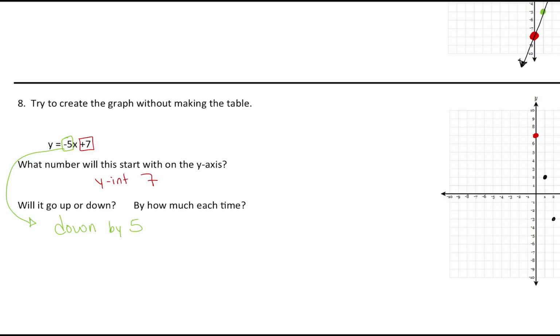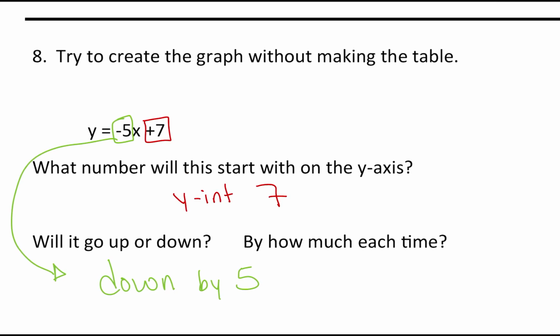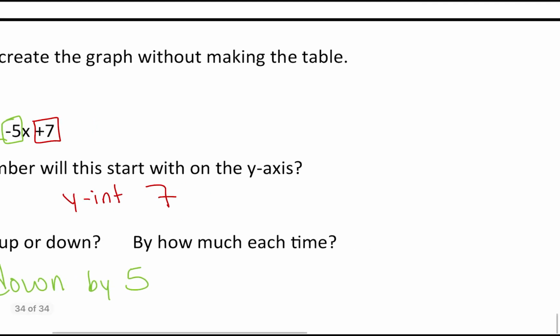Okay, so here's number 8. What's going to be on the y-axis? Well, our y-intercept is going to be that 7. It's that 7 that would go with x at time 0. Is it going to go up or down? Well, that -5 in front of our x is our common difference, which means we're going to go down by 5, and we would go down by 5 on our table too.